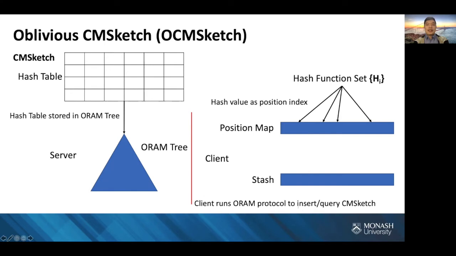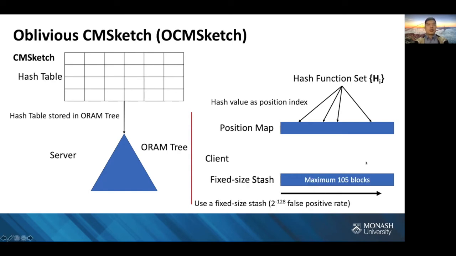And since the client is now on the server side, we employ a linear scan on the stash to avoid access pattern leakage from it. However, the original stash is of unlimited size, which makes the linear scan inefficient. Hence, we substitute a fixed-size stash with 105 blocks. This will introduce a negligible false positive rate, but will improve the performance of our ORAM client.